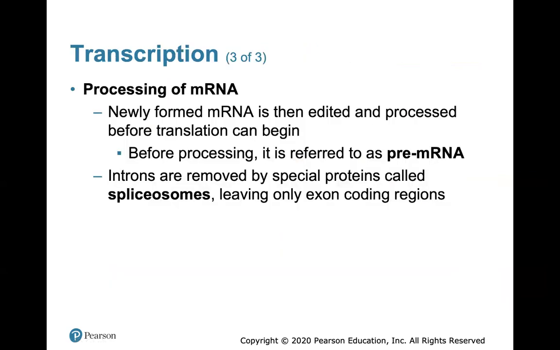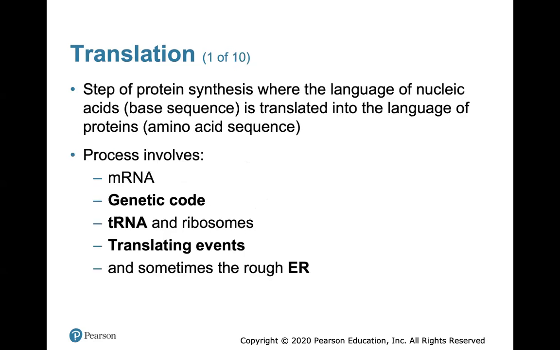The mRNA strand will then have to be processed, so introns will be removed by special proteins, leaving only the exon coding regions, because the exon coding regions are what will actually code for the protein. This processing step is important, just as a way to make sure that we're going to create the protein we want to, and that all the genes are in the correct place and there's nothing wrong or damaged.